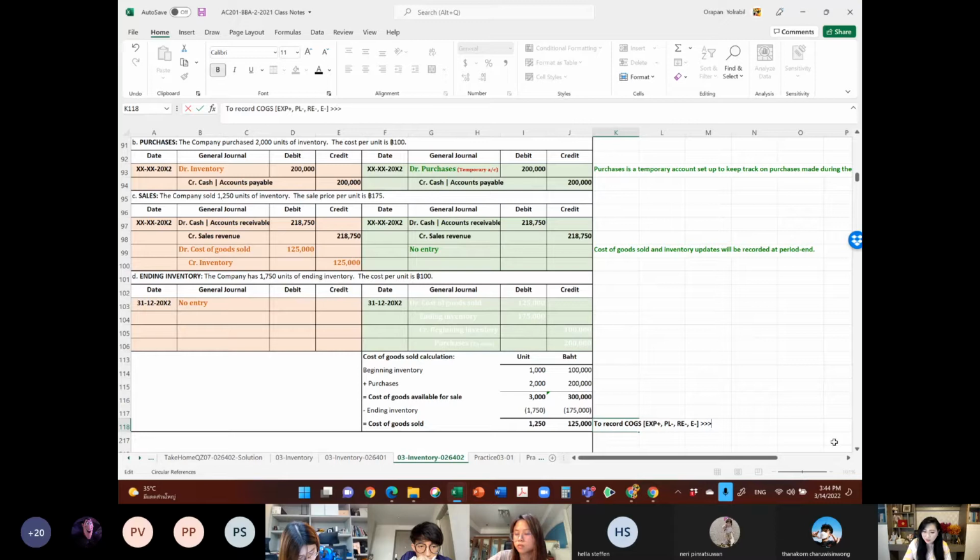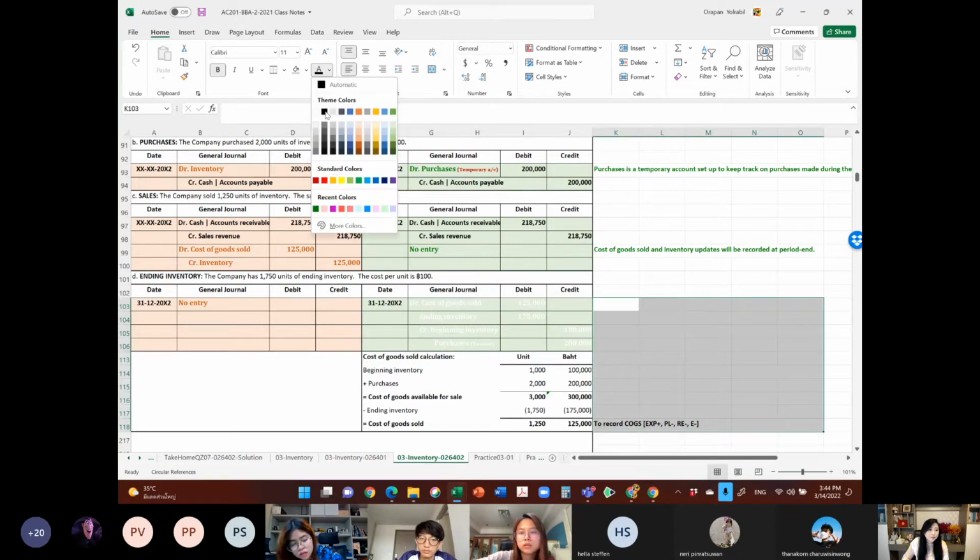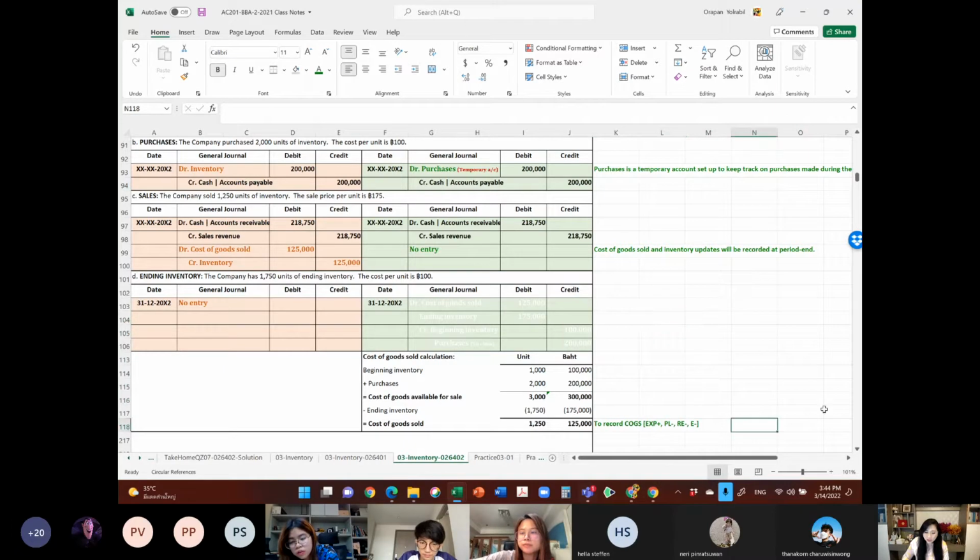So my question to you is, how do we record it? Should it be debited or should it be credited? Cost of goods sold. Debit or credit? All right, so the cost of goods sold must be debited, right? So over here, the cost of goods sold is debited, as you can see.